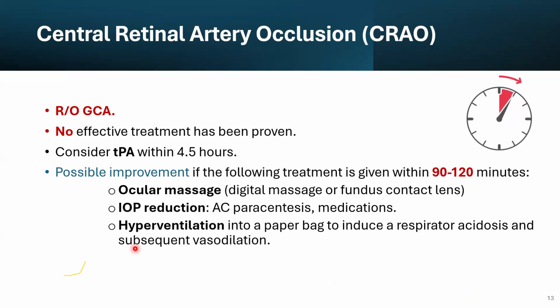There might be possible improvement if you do ocular massage within 90 to 120 minutes, or you decrease the intraocular pressure by paracentesis, anti-glaucoma medication, or hyperventilation into a paper bag to induce respiratory acidosis and subsequently vasodilation.